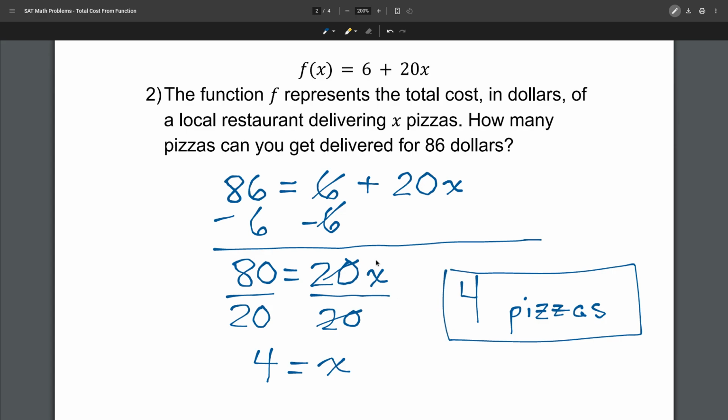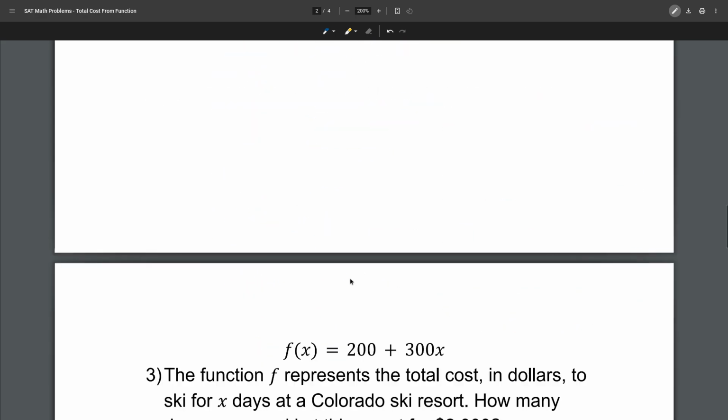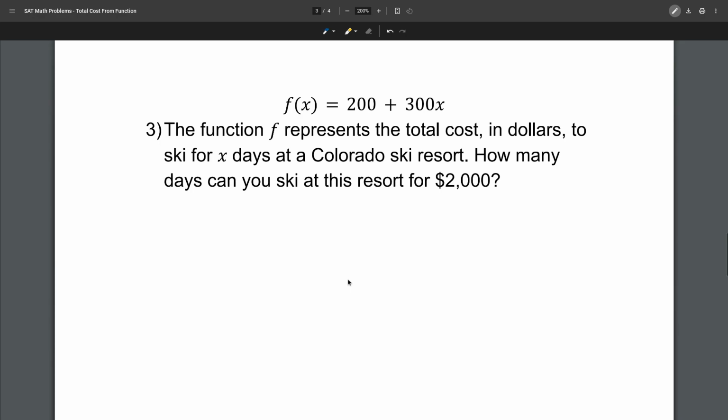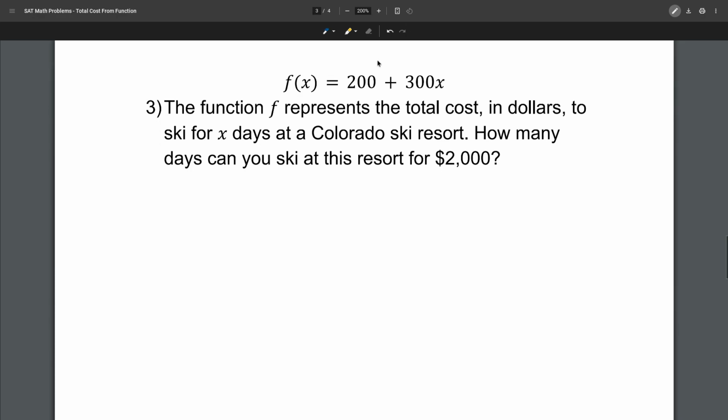Okay, let's try another one. All right, problem 3, we have the function f of x equals 200 plus 300x. This function f represents the total cost in dollars to ski for x days at a Colorado ski resort. How many days can you ski at this resort for $2,000? You might want to pause the video right now.